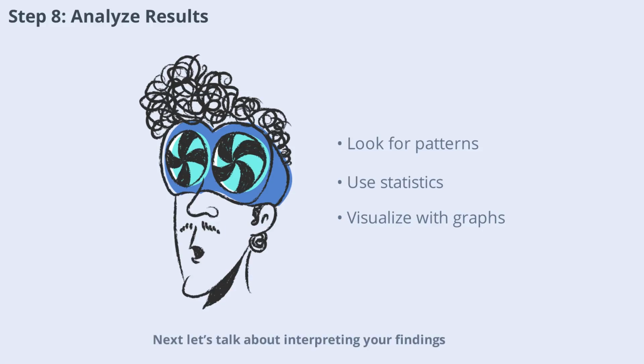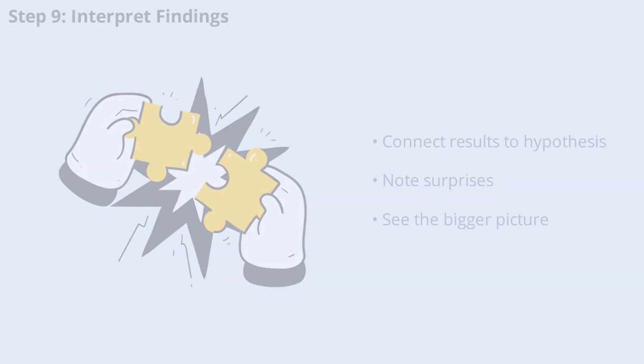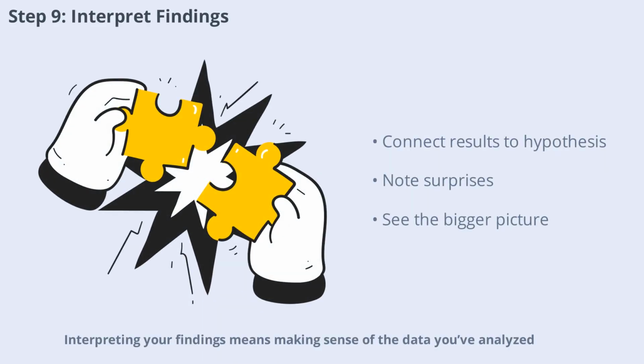Next, let's talk about interpreting your findings. Interpreting your findings means making sense of the data you've analyzed. Did your results support your hypothesis? Were there any unexpected outcomes? Consider what your results mean in the context of your original question. Sometimes experiments lead to new questions or insights you hadn't considered before. Interpretation is where you connect the dots and understand the bigger picture.